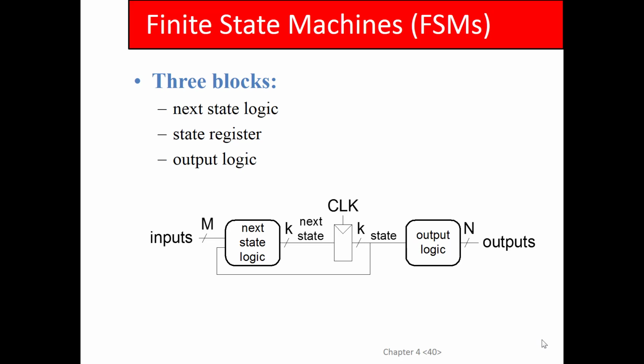So essentially, what does this mean? It's 3 always blocks. A finite state machine is 3 always blocks. One of them is always_ff, for flip-flop, and the other two are always_comb, for combinational, C-O-M-B.